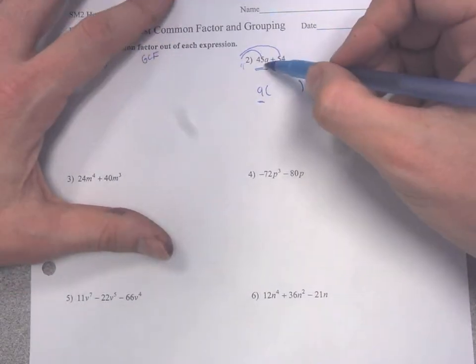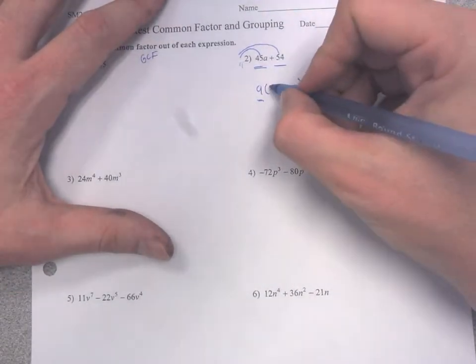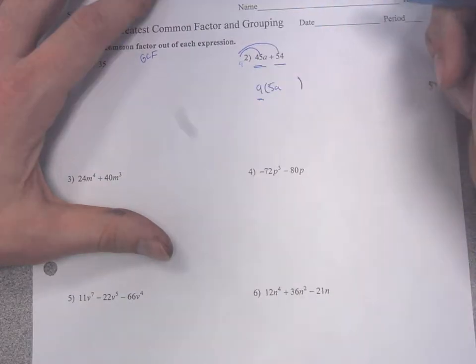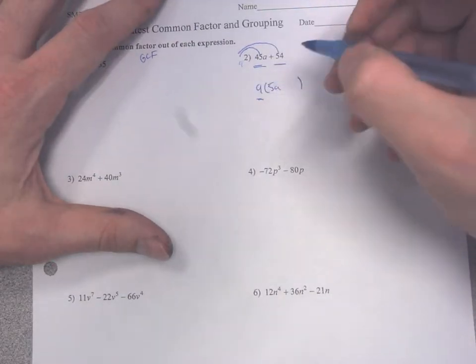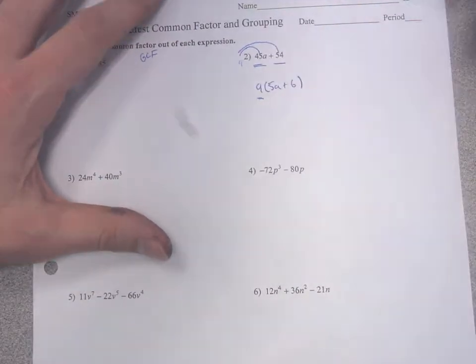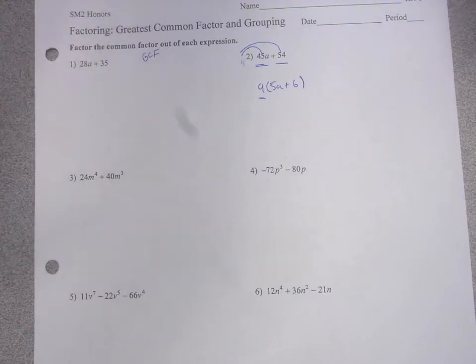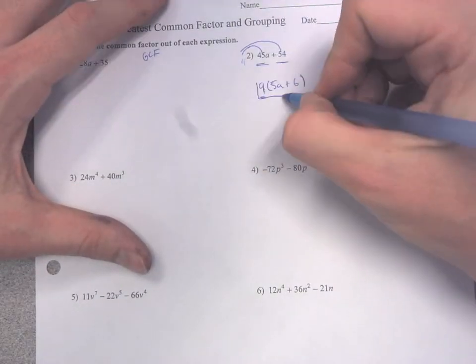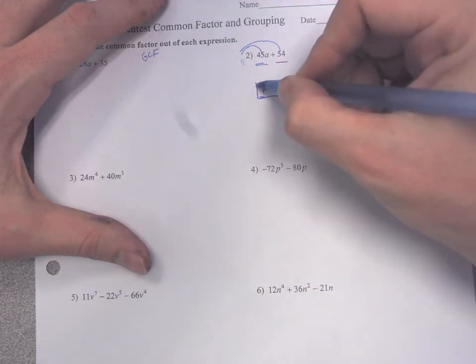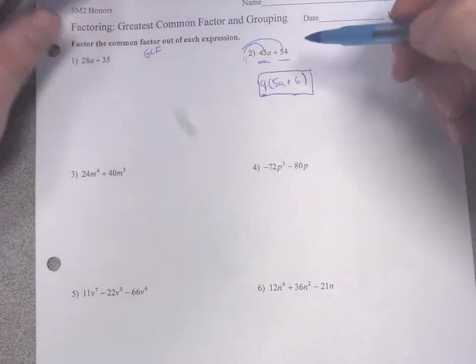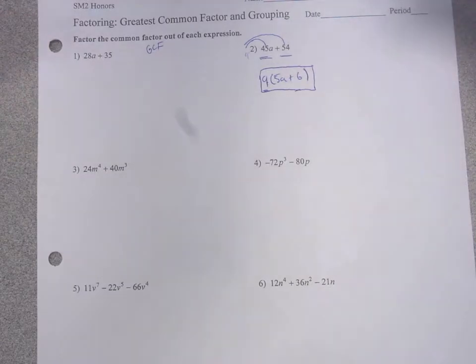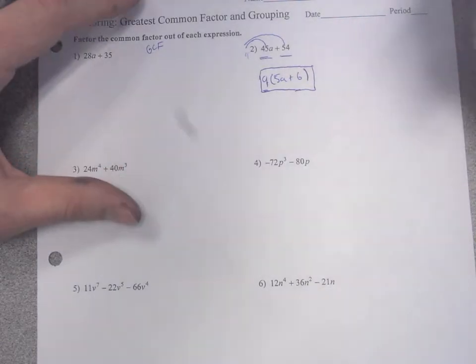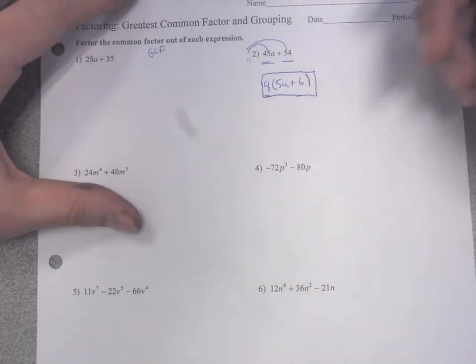What's 45a divided by 9? 5a. What's 54 divided by 9? It's 6. And that's my final answer. So there's not a lot of work to show on some of these, and that's okay. I would consider that kind of a one-step problem, or you do one step and you can't really show anything. You could write what the GCF is, but that's about it. So that's fine right there.